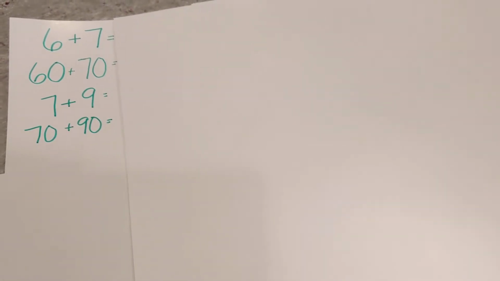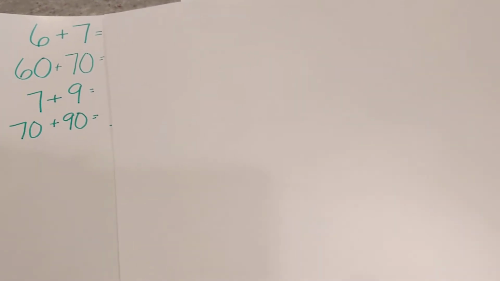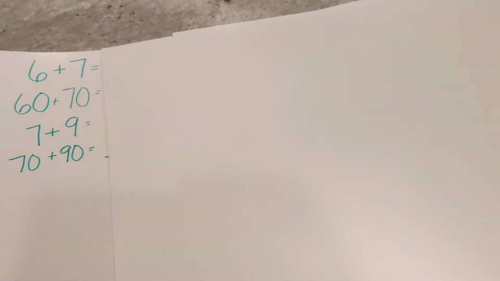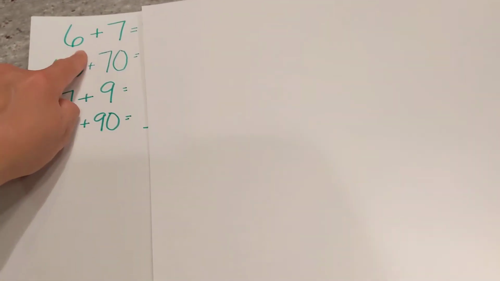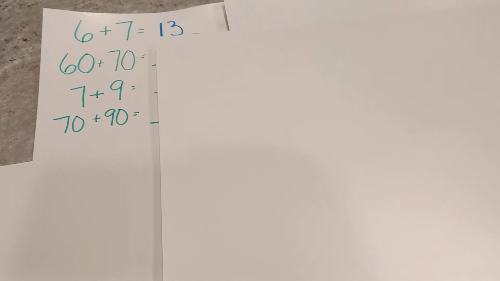So right now, I am showing you a couple of numbers as ones and then those same digits used in the tens place. I want you to pretend that we're in class, and I want you to think as I go through the video about what those answers are. You can even say them out loud. So our first equation is 6 plus 7 equals, that's right, it is 13.